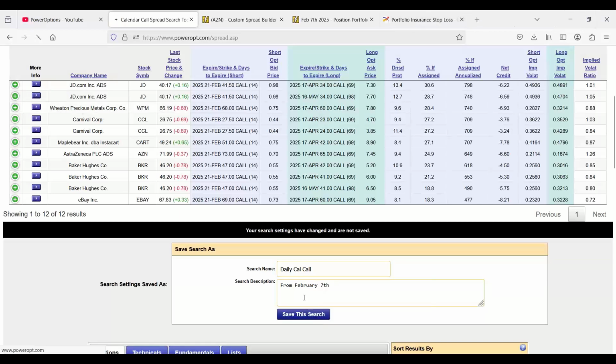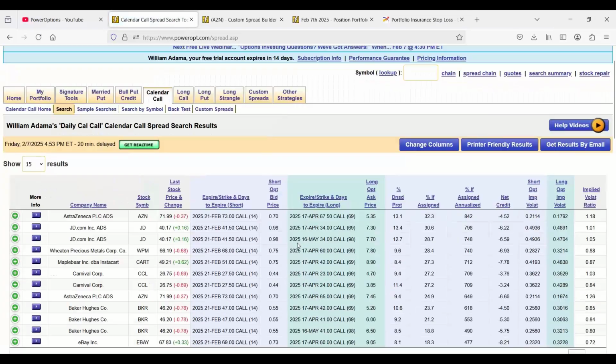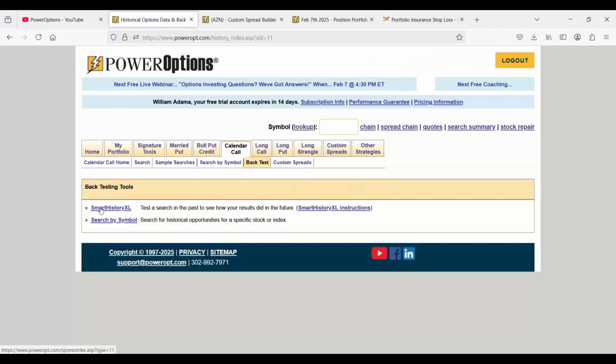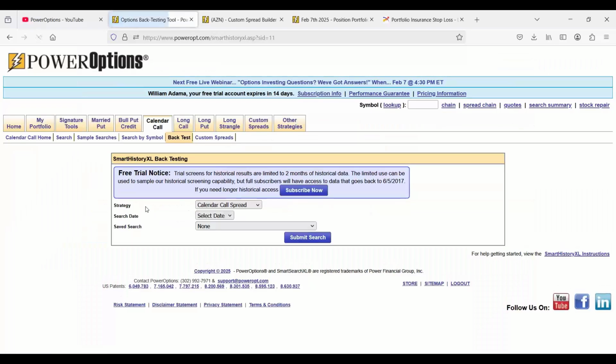But yeah, during the Friday discussions, what we're doing right now is we're uploading all of the historical data, the end-of-day data, into our fields. The reason why I wanted to save that is that here on the trial, I do have 3 months of access to the back test. Now that we've saved my search, I'm going to go to back test. I want to go to Smart History Excel. We're going to do a search in calendar call spreads.